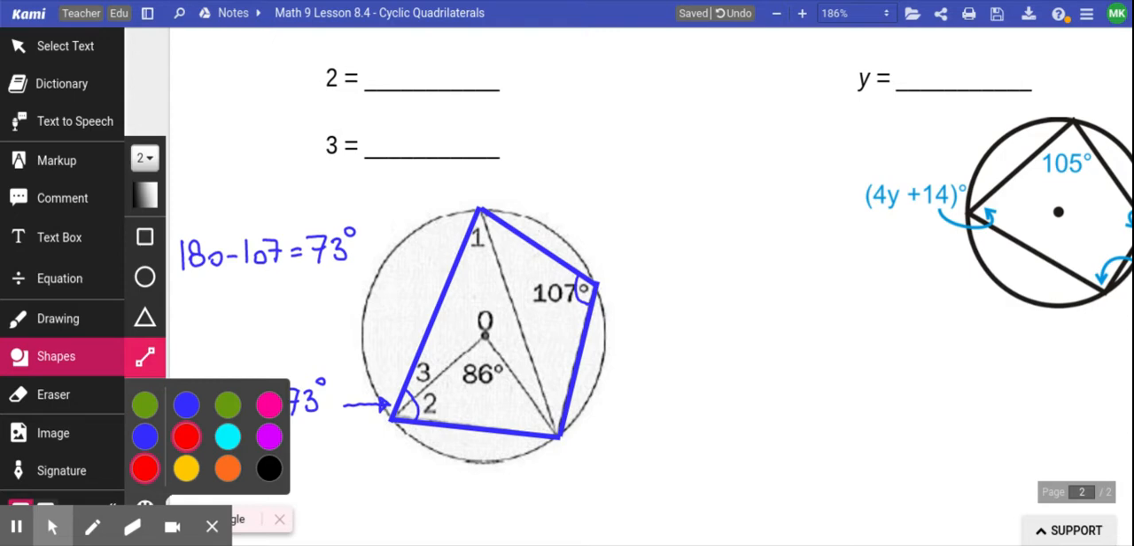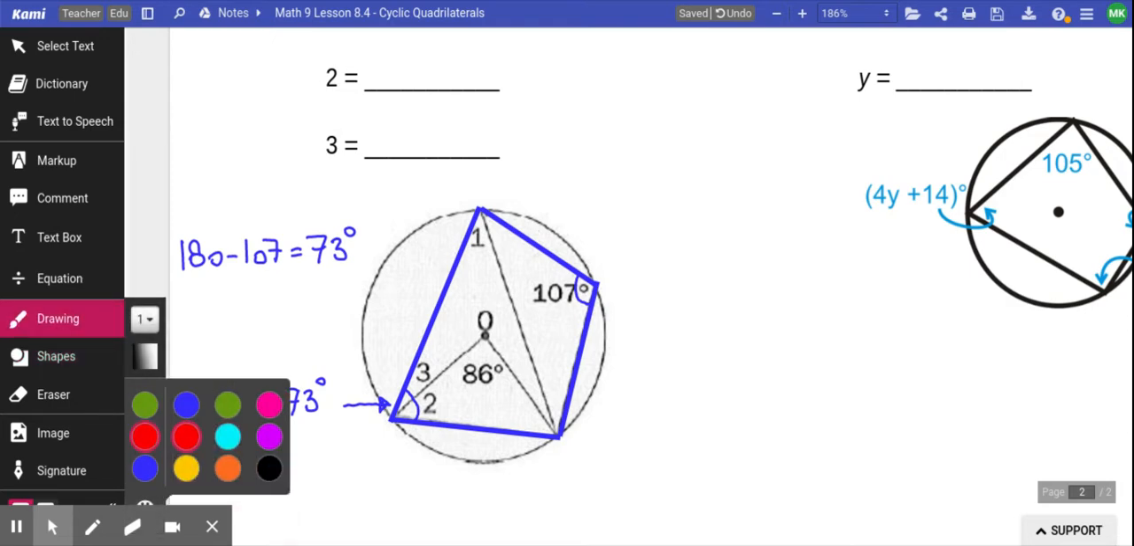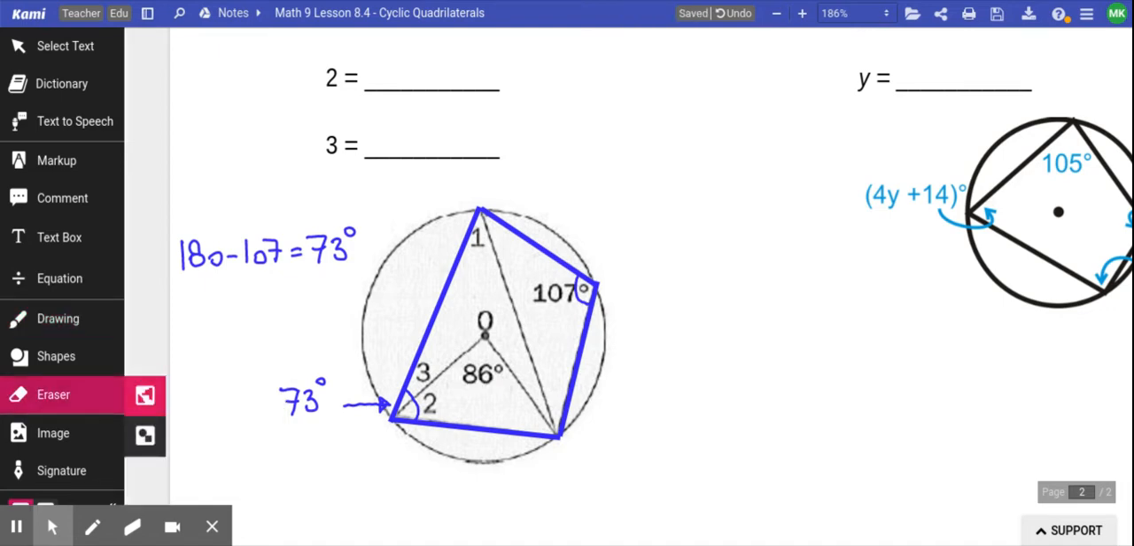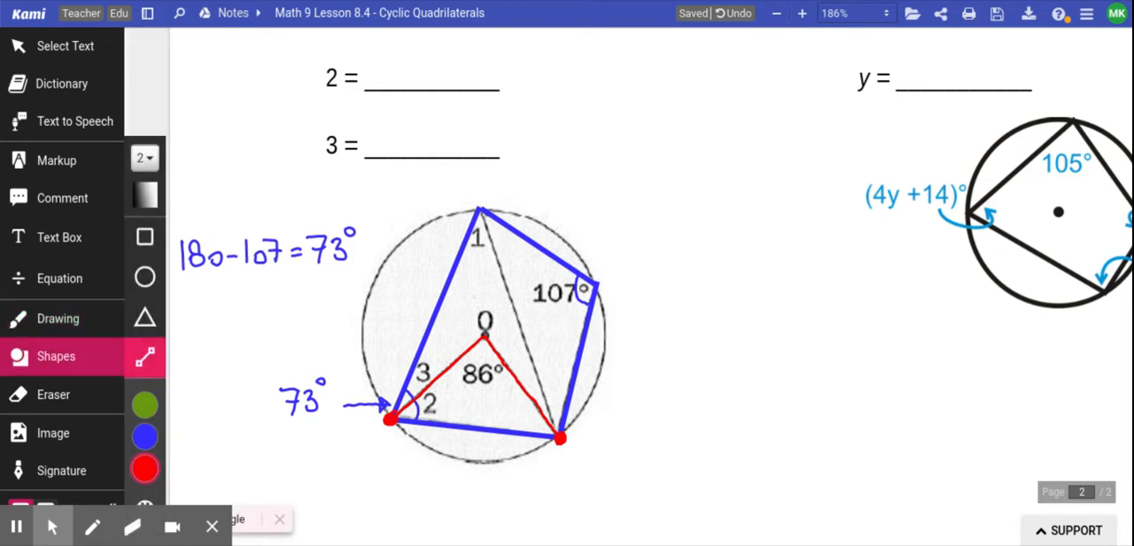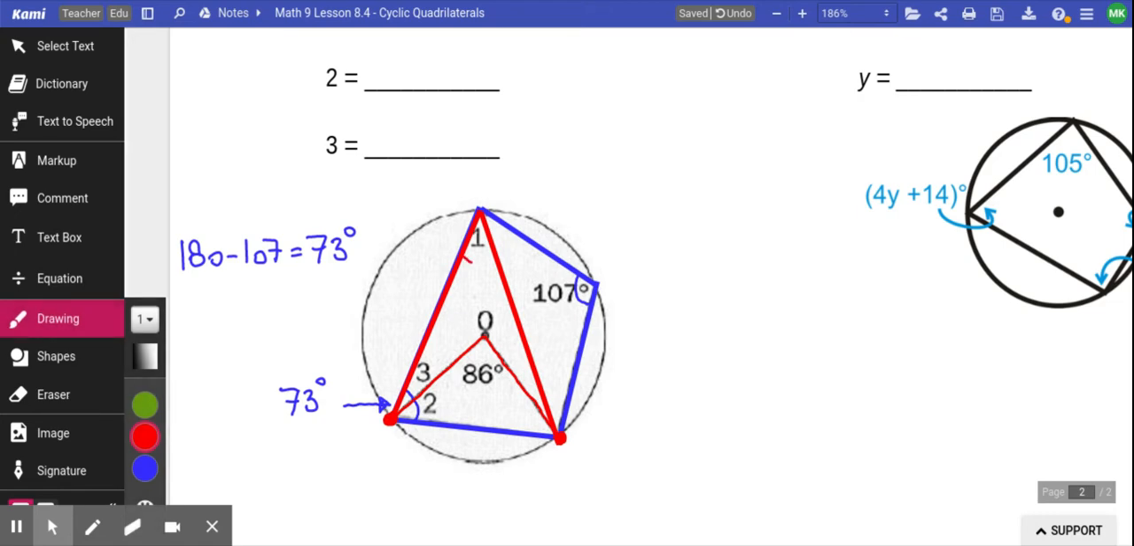The next thing I'm going to do is look at what they've given me. They've given me 86 degrees right here. I'm going to realize, hey, that 86 degrees is a central angle from this point to this point. So if I could find an inscribed angle that gets me from one point to the other point, then I know there's a relationship between those central and inscribed angles. And there is an inscribed angle here. If I look here to here, that is an inscribed angle that relates to my central angle.